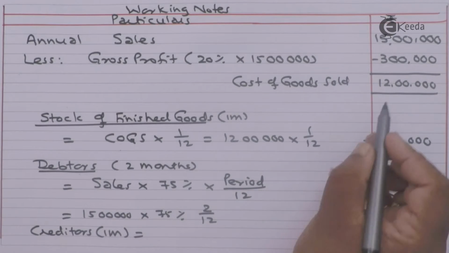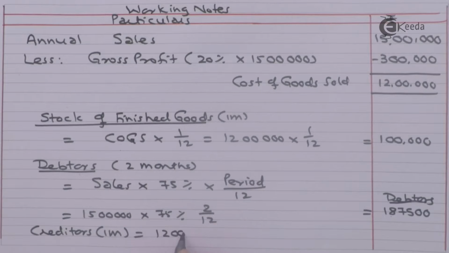Average credit period allowed by creditors is 1 month. Cost of goods sold is 12 lakh. It will be equal to cost of purchases. 1 month purchases will be on credit. So creditors also we get here 1 lakh.